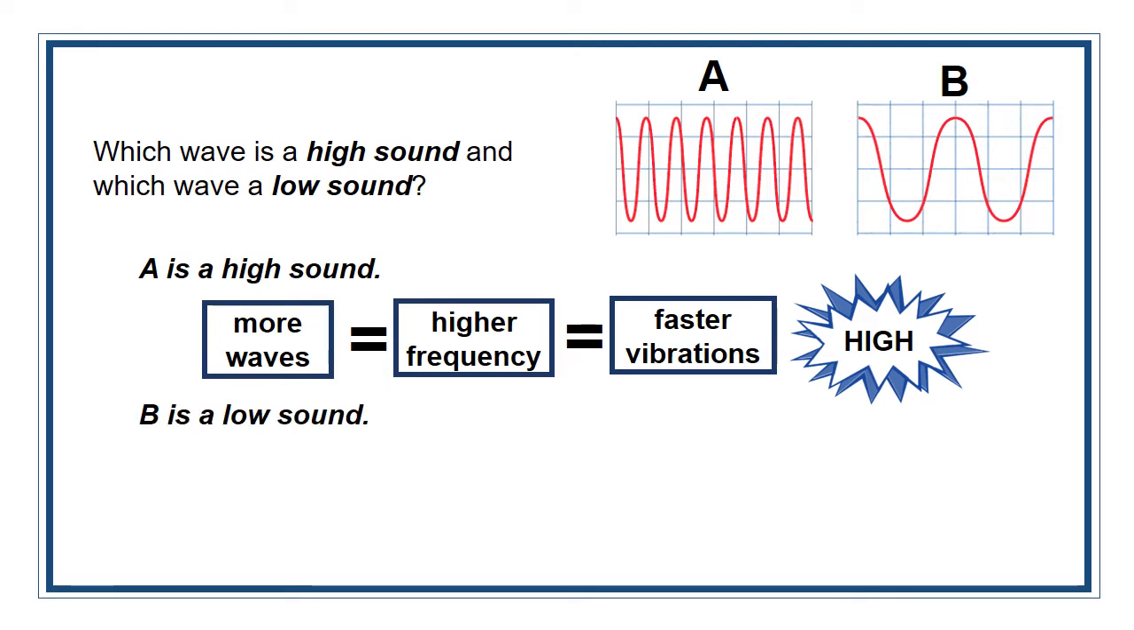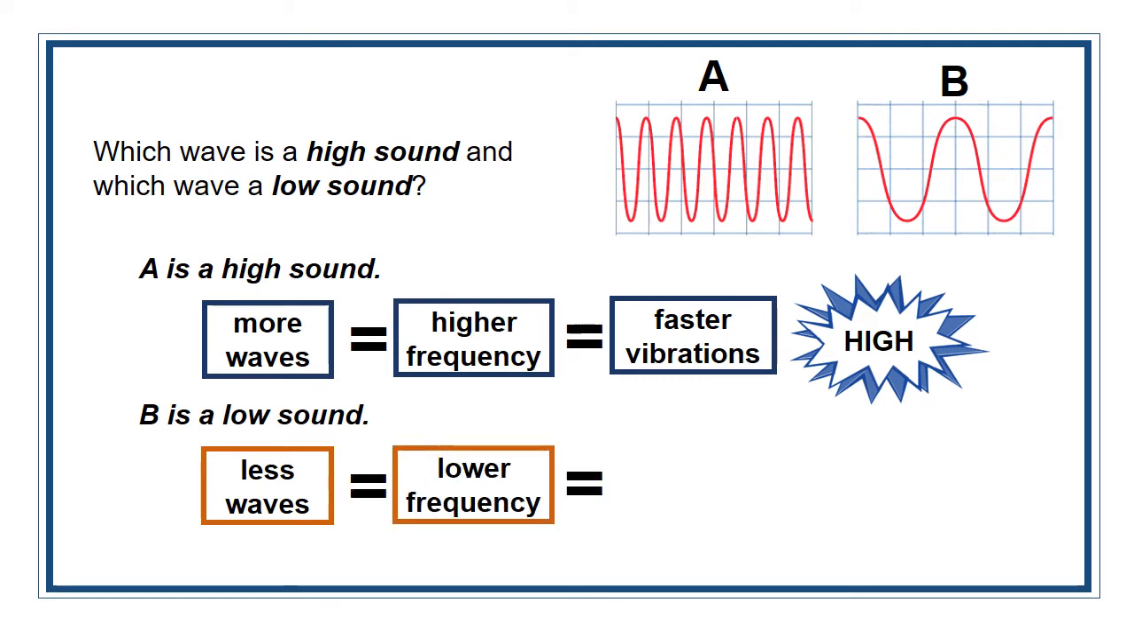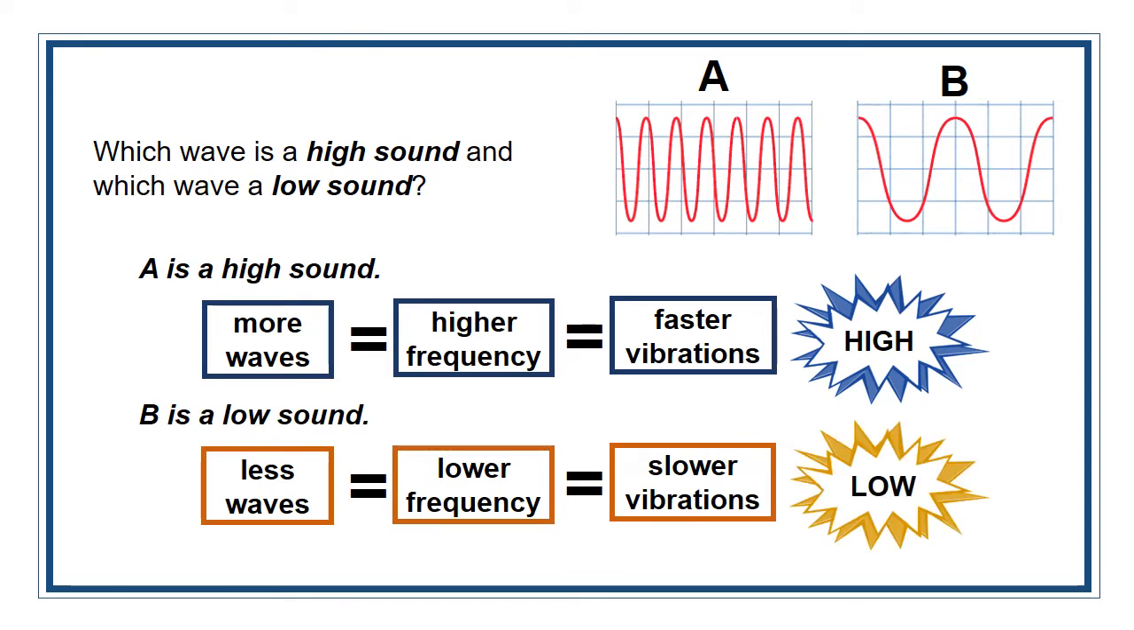Then B is a low sound because it has less number of waves. That means it will have lower frequency because the vibrations are slower. And that's for the low sound. So when we talk about high sound and low sound, we are talking about the property of the wave. And this property is known as pitch.